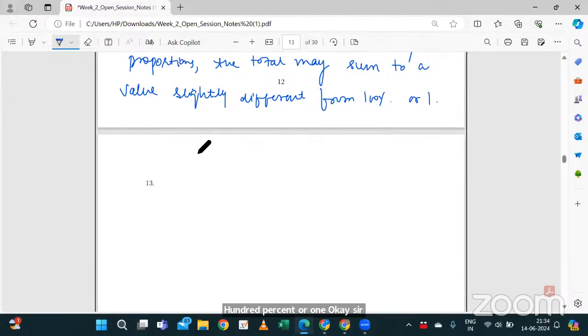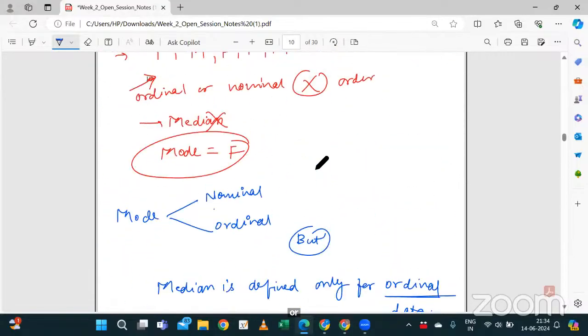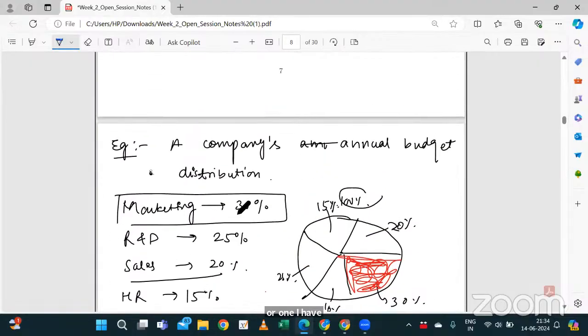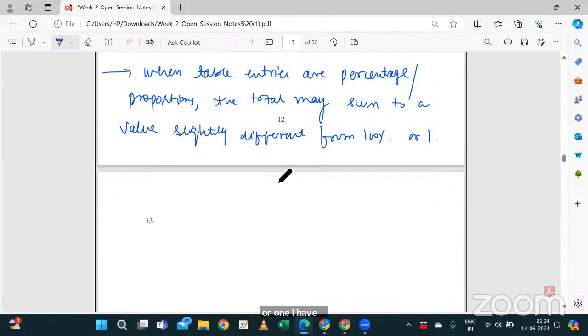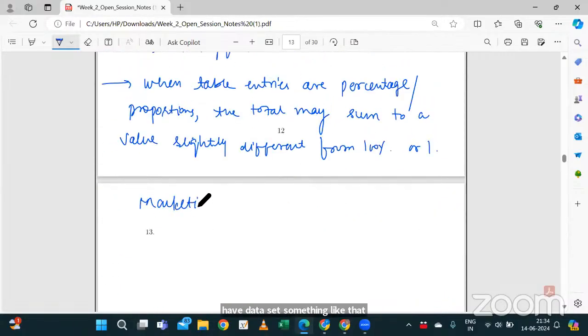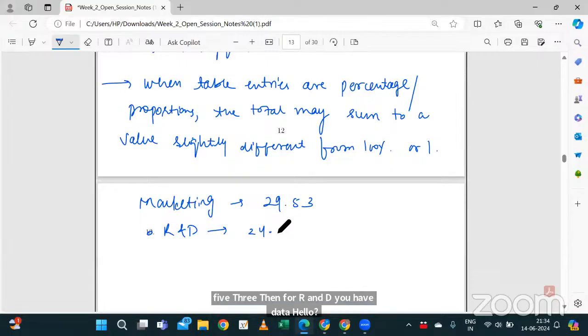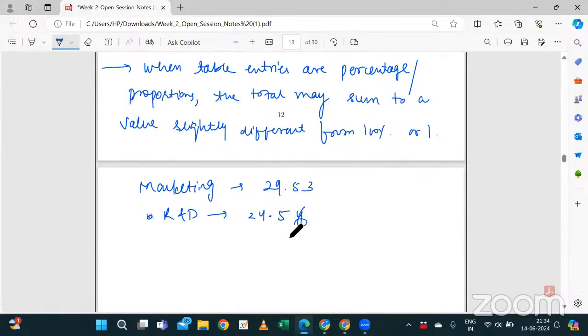Suppose I have, let's take that example itself, marketing, R&D, sales, HR, ops. Suppose I have a data set like that. For marketing, you have a percentage of 29.53. Then for R&D, you have data of 24.54, or let's say 24.56. And for ops, let's say you have 10.21.